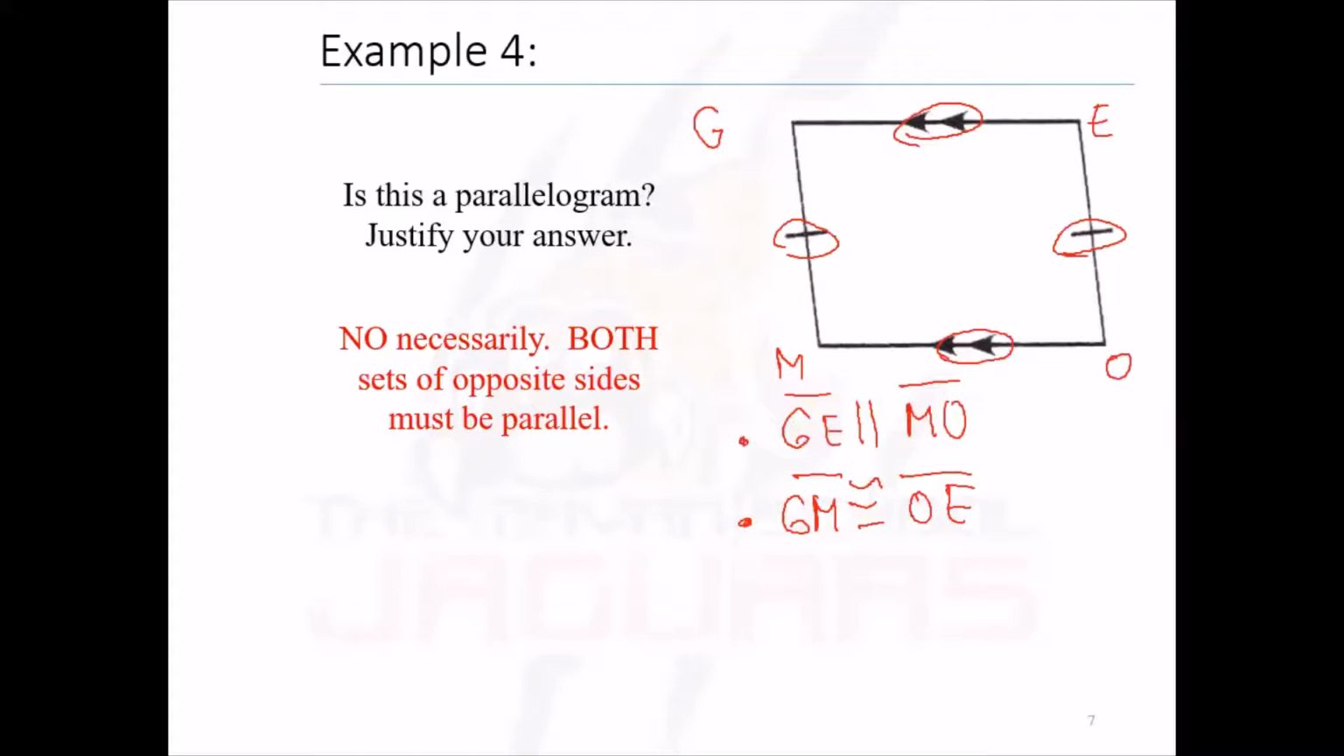Both sets of opposite sides must be parallel. And in here I have only one pair of sides that are parallel, and the other pair are congruent. So combining this information is not enough to prove that this quadrilateral is a parallelogram. So not necessarily, it could be. But in general, you may say that this is not a parallelogram.